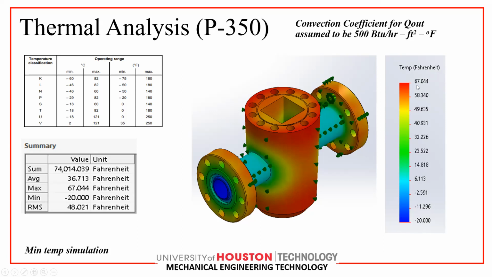So also, this maximum temperature is close to the room temperature. We know the room temperature is 77 Fahrenheit degrees. When we apply the minimum temperature, the maximum temperature becomes 67.044 Fahrenheit degrees in our thermal analysis. And the average temperature is equal to 36.713 Fahrenheit degrees. Also, as I said, in our project, the convection coefficient in our material property is equal to 500 British thermal units per hour times feet squared times Fahrenheit.